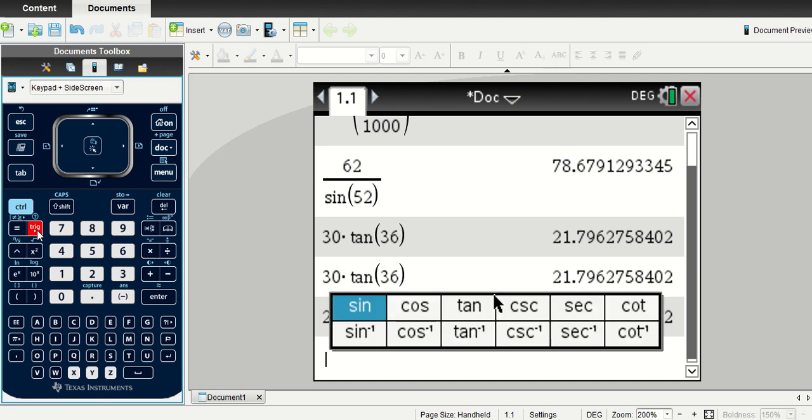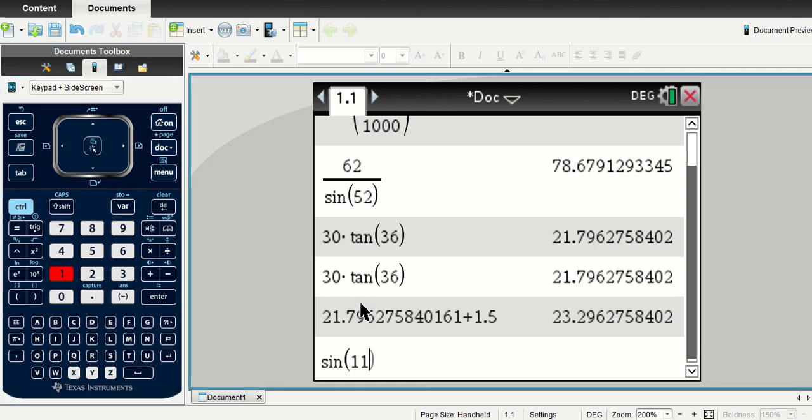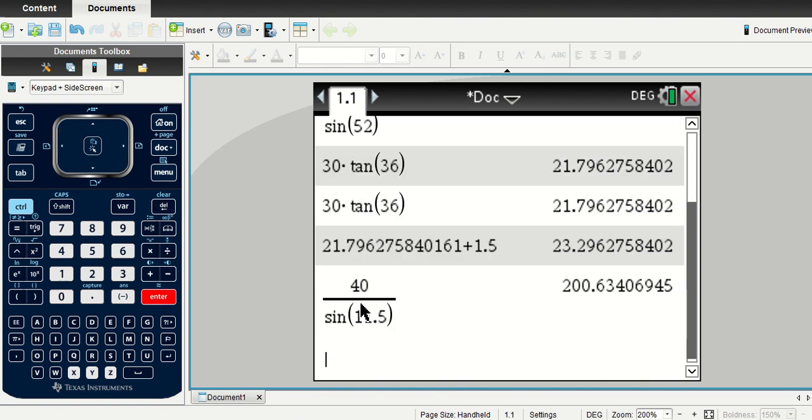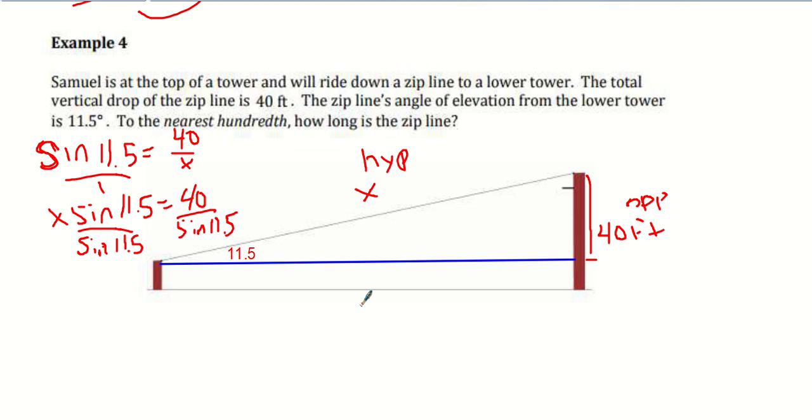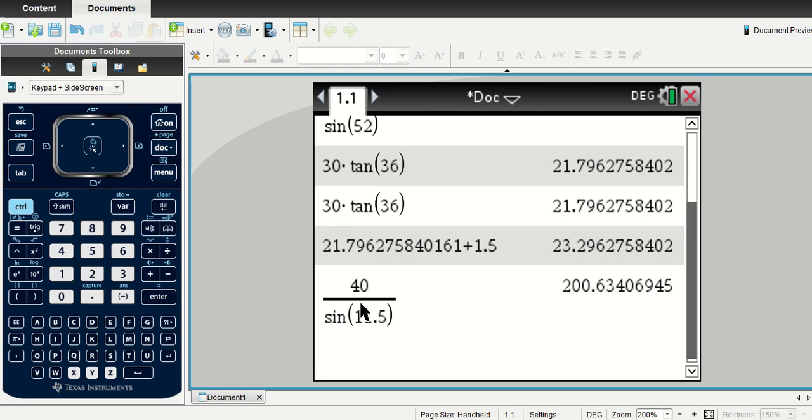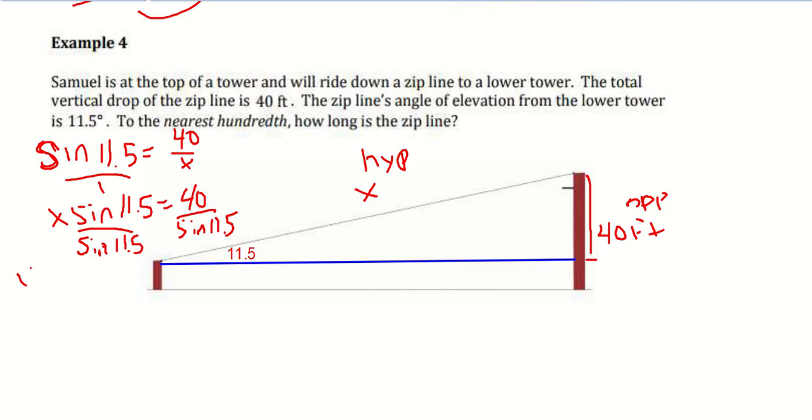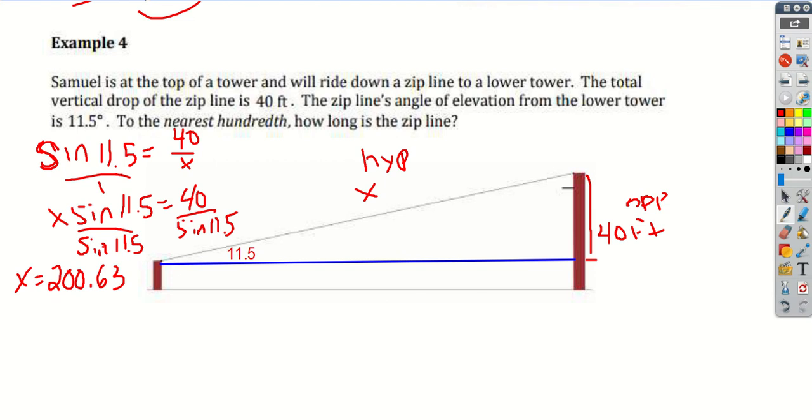So trig, sine 11.5. We want to do 40 divided by that though, so we're going to go in front. 40 divided by, we get 200, and we're going nearest hundredth, 200.63. And that's in feet.